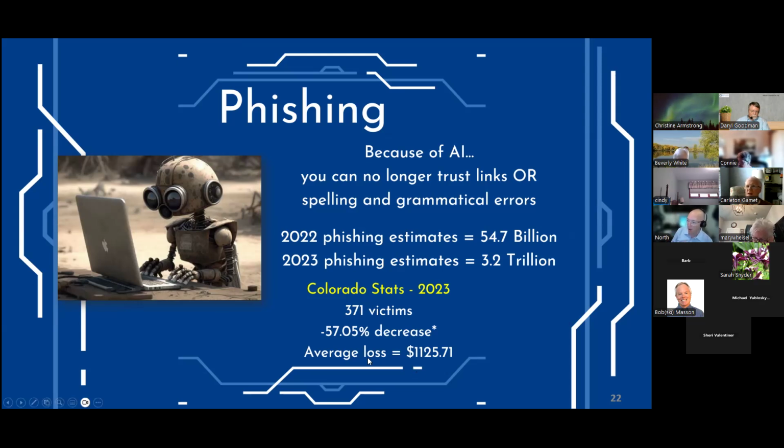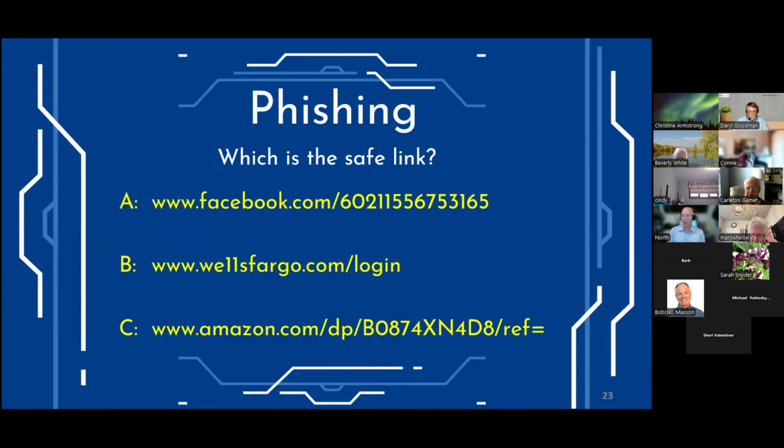But anyway, the key number here is the average loss of these 371 victims was $1,125.71. So that's a big hit to the wallet if you get hit by a phish. So this is practical test number one. And there is a right answer here, but the point of this exercise is to show you that it's very difficult to tell the good from the malicious. Does anybody want to yell out a letter A, B, or C, which one is the correct or the safe link? Anybody want to take a stab at this one?